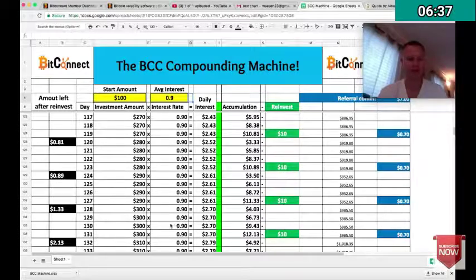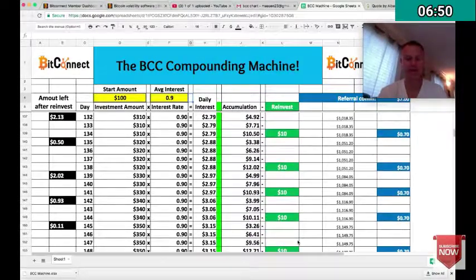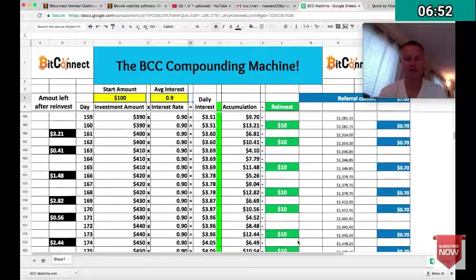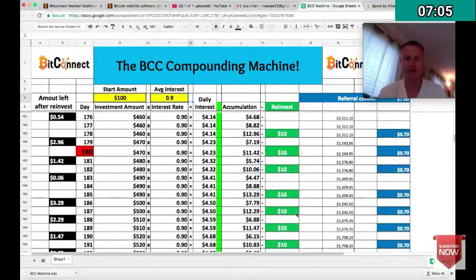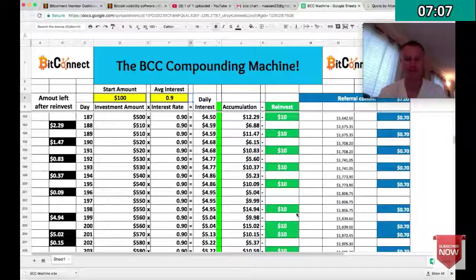Right here, we're at day 128, so that's a little bit over 4 months. We have $300 invested, and that's paying us about $2.70 a day. Now look here, 3 days before we can reinvest. And again, it just gets smaller and smaller. Here's 6 months, 180 days. We have $470 in here right now, paying out about $4 a day. Now look at this, almost every other day we're able to make that reinvestment.